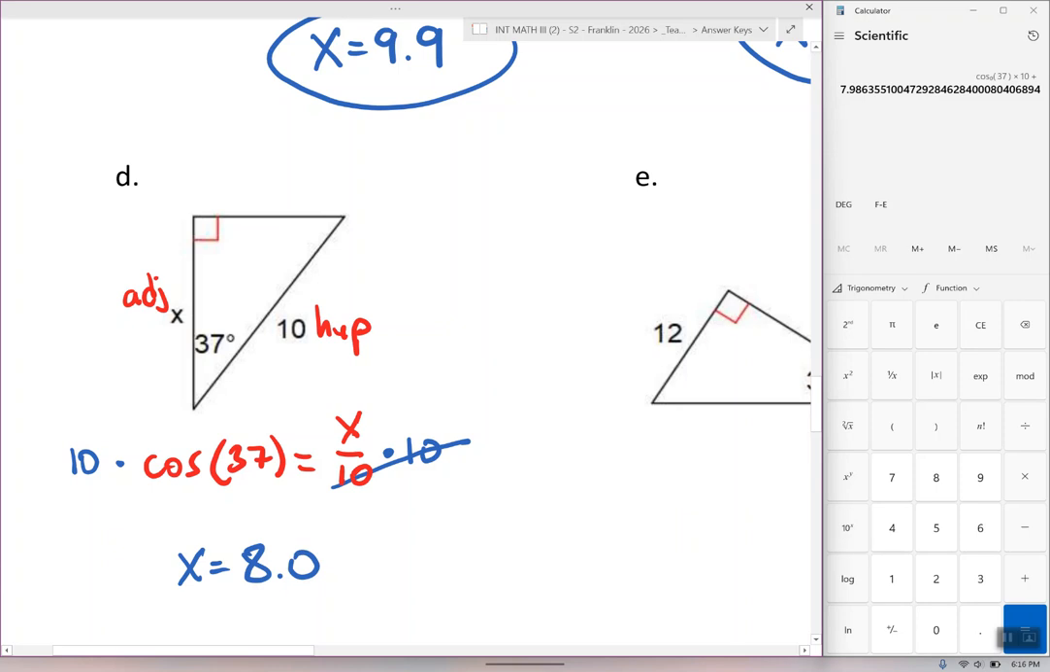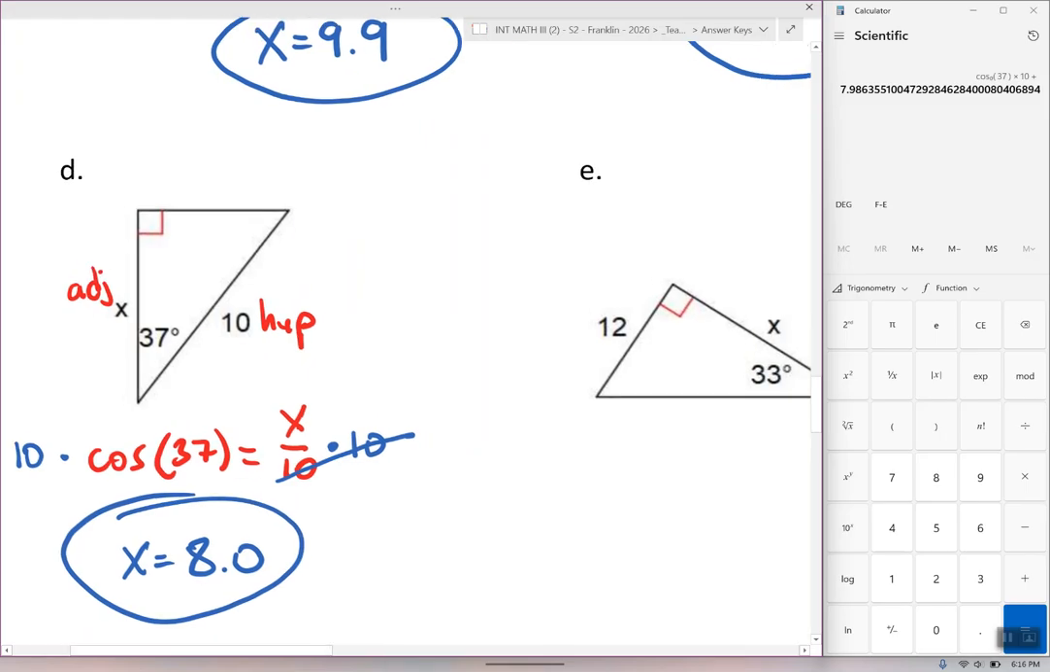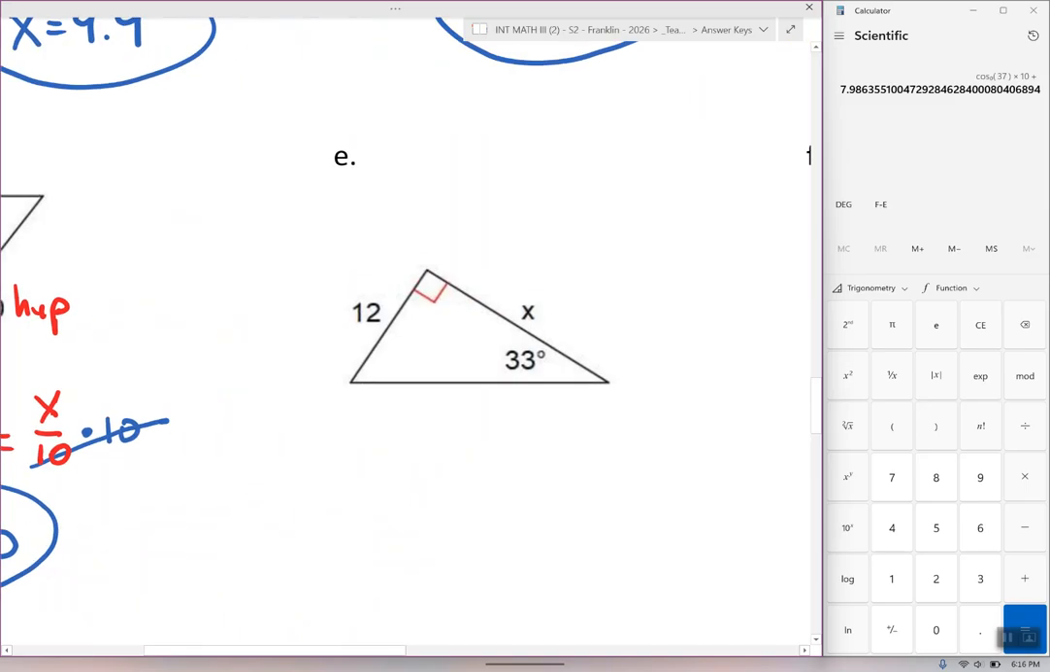And this is one reason why often you'll have directions to round to the nearest hundredth. So instead of 7.9 rounding up to 8.0, I would have rounded to 7.99. But either way, it's okay. For our purposes, nearest tenth is fine.